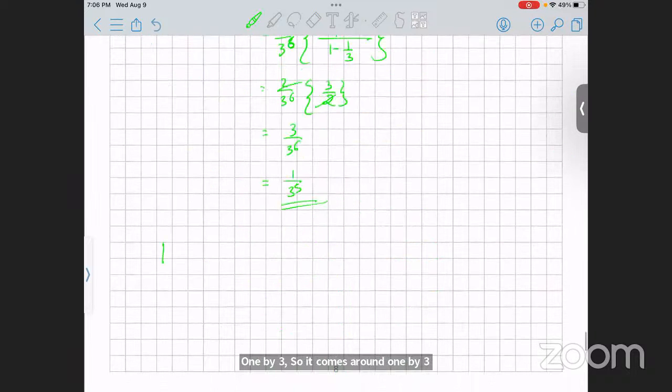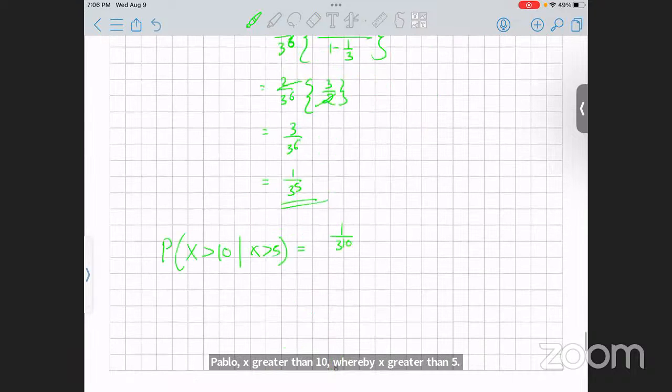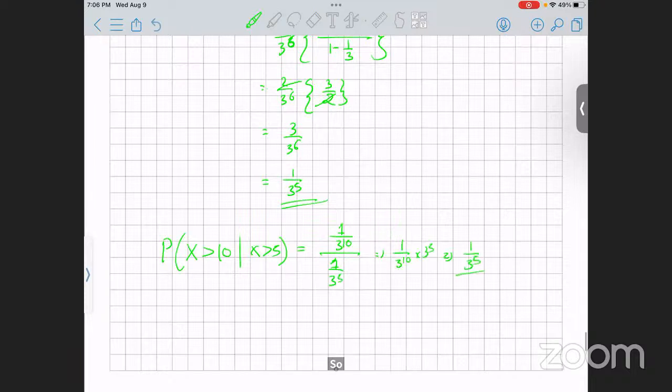So what is the answer? Probability of x greater than 10 divided by x greater than 5 is equal to 1 by 3 power 10 divided by 1 by 3 power 5. So it is like 1 by 3 power 10 into 3 power 5, equal to 1 by 3 power 5. Okay, clear everyone?